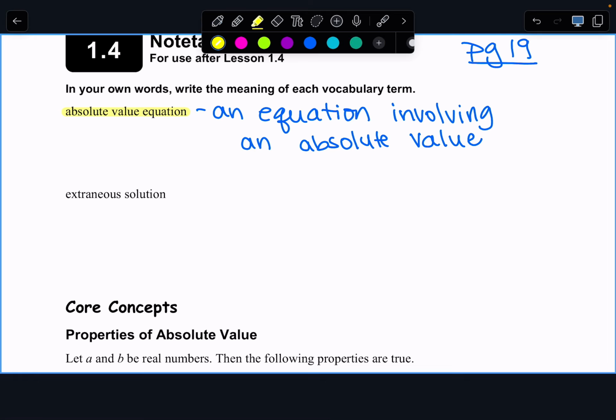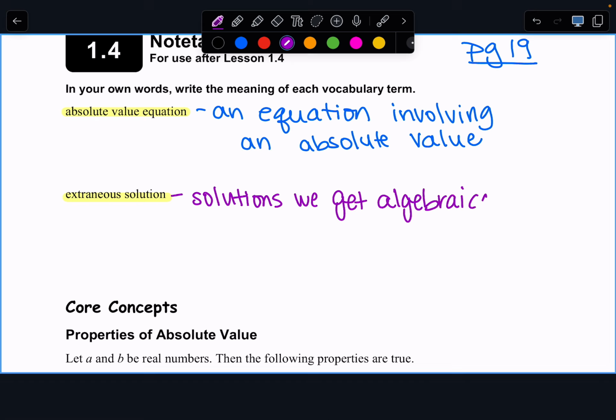Have you ever heard this word? Extraneous solution? Yeah. No. Did somebody say yes? Oh, Lino knows what it is? Okay. So an extraneous solution is a solution we get algebraically but when we plug them back in, they don't actually work.